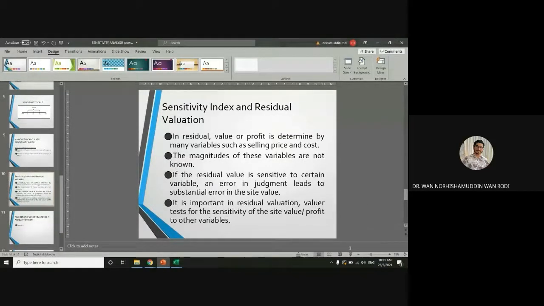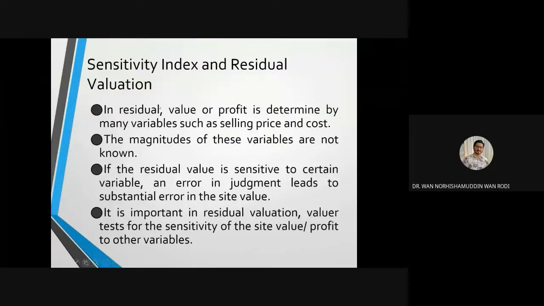So based on the example that has been given, we can say that in residual valuation, the value of profit is determined by many variables such as selling price and cost. So prior to the sensitivity analysis, we might not have general or specific ideas in regards to the magnitude of changes or the significance of these variables in influencing the profit.